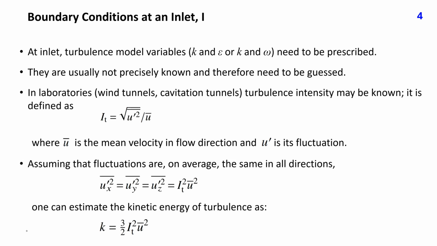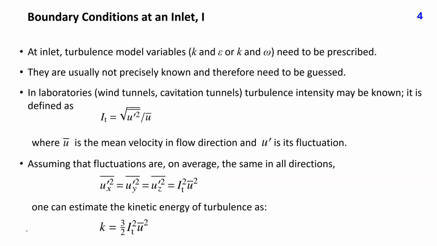At inlet boundaries, in addition to velocities, turbulence model variables k and epsilon or k and omega need to be prescribed. They are usually not precisely known, in which case they need to be guessed. In laboratories, like wind tunnels, cavitation tunnels, or towing tanks, turbulence intensity may be known.